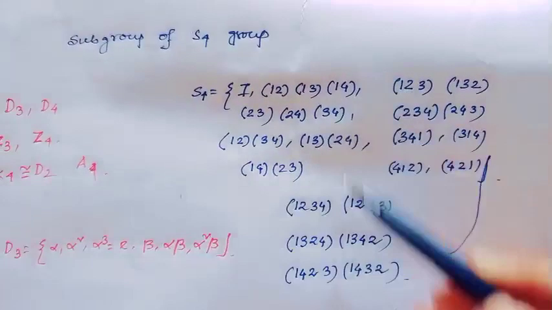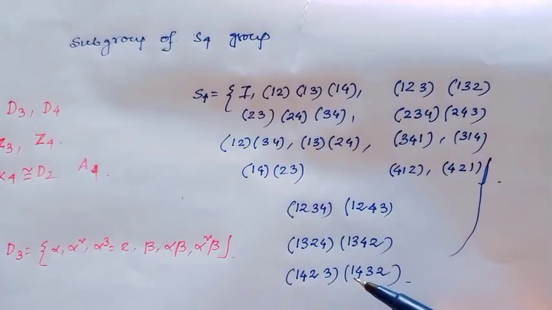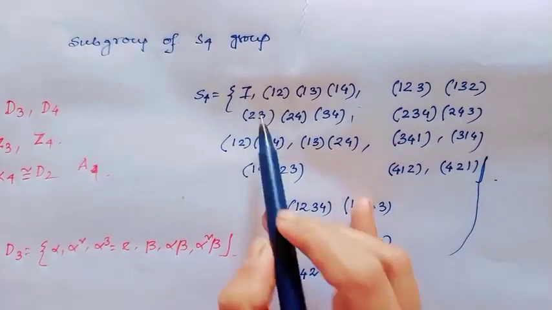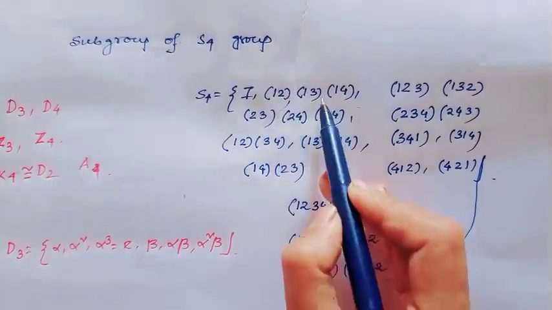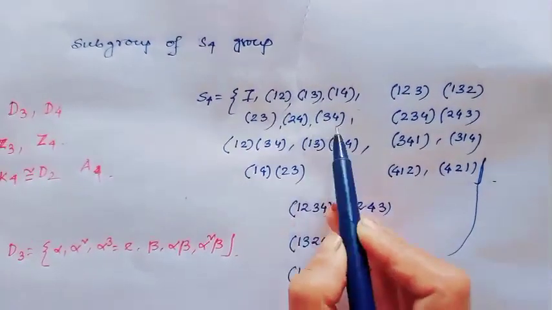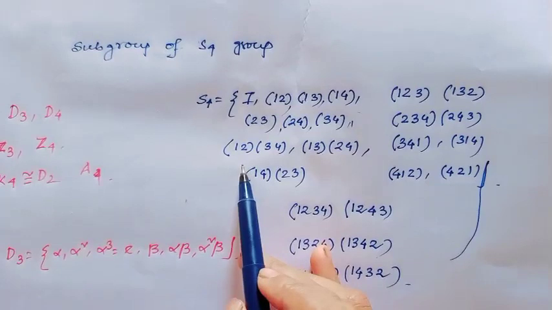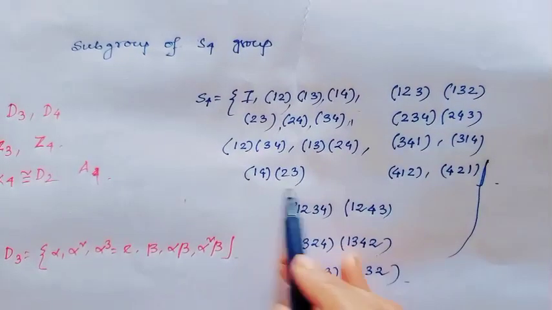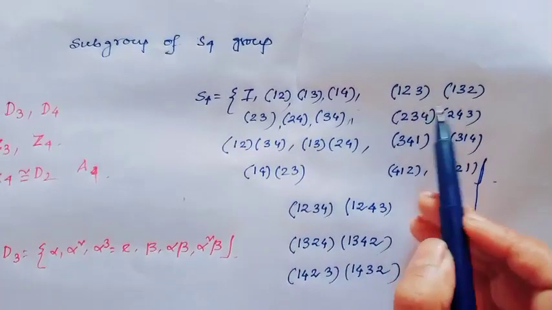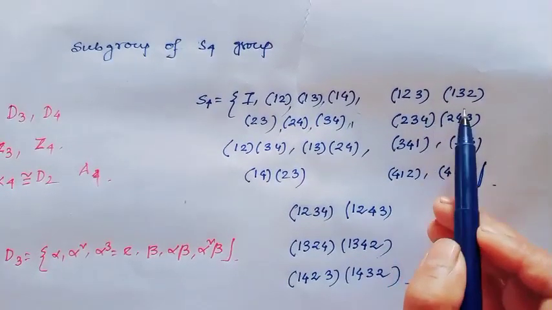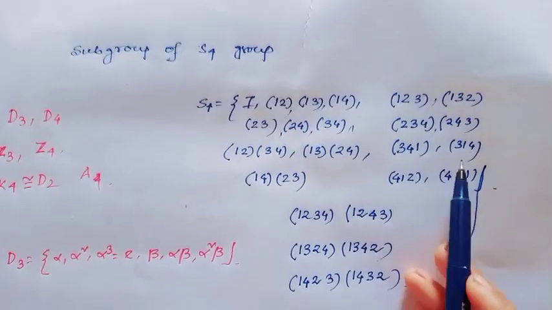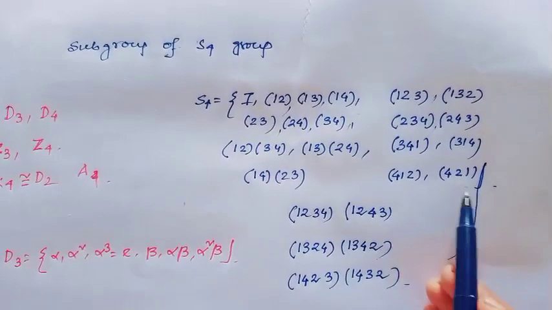All of us know this is the structure of the S4 group. These are the 2-cycles: (1 2), (1 3), (1 4), (2 3), (2 4), (3 4). And the other 2-cycles are of this type: (1 2)(3 4), (1 3)(2 4), (1 4)(2 3). And the 3-cycles in S4 look like (1 2 3), (1 3 2), (2 3 4), (2 4 3), (3 4 1), (3 1 4), (4 1 2), (4 2 1).